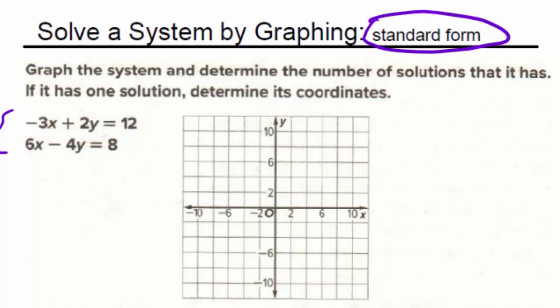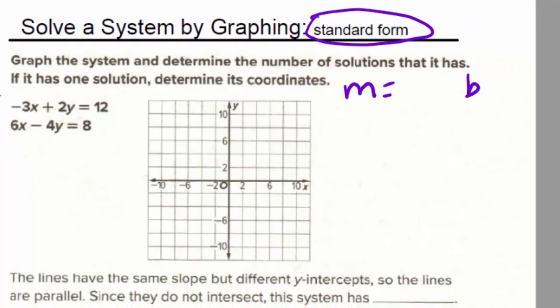I'm going to do the top one in blue, but instead of rewriting the equation in slope-intercept form, I'm going to calculate the slope and the intercept directly from this form. So the slope is going to be the opposite of a, so a is -3, so that would be +3 over the b value, which is 2. So the slope is 3 over 2. And the y-intercept is going to be c over b, so that's 12 over 2, which gives us a b value of 6.